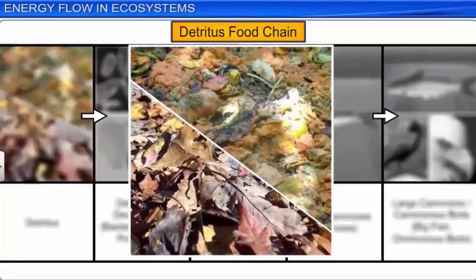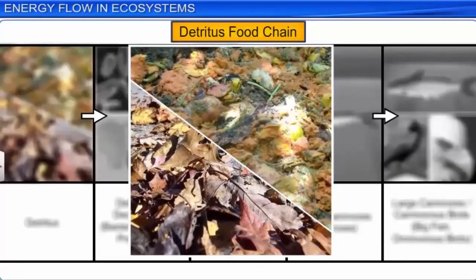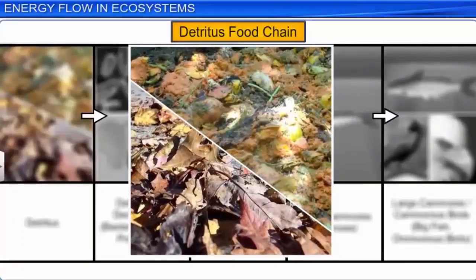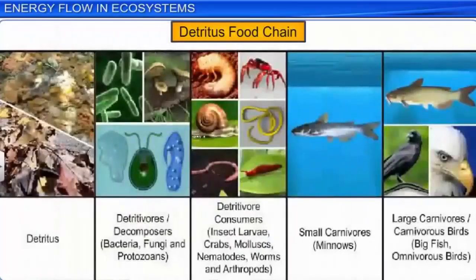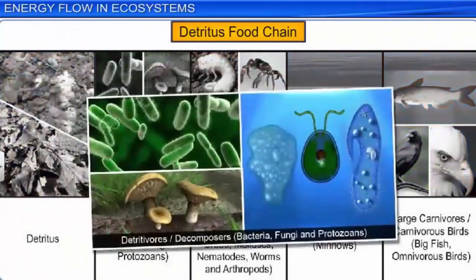This detritus is broken down into simple inorganic materials by digestive enzymes secreted by decomposers or saprophytes and is then absorbed by them to meet their nutrient requirements. Detritivores or decomposers may be consumed by detritivore consumers, which, in turn, may be preyed on by small or large carnivores. The DFC is usually shorter than a GFC.